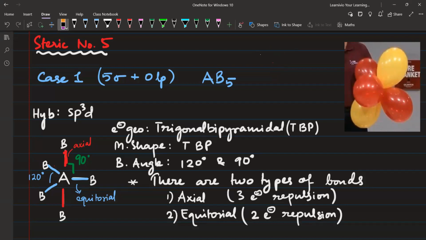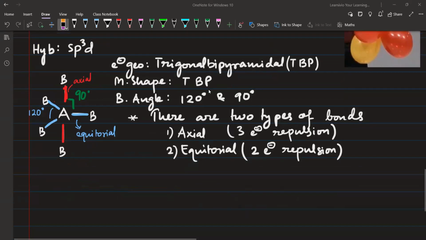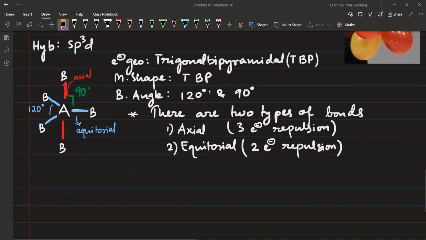Yes, sir. Okay. From here we have to conclude one thing. What can we conclude? If there is repulsion, do things get closer to each other or far away? When there is more repulsion, things get far away. So where do we have more repulsion, in axial or equatorial? In equatorial we have only two electronic repulsions. In axial we have three. So which is more? Axial.